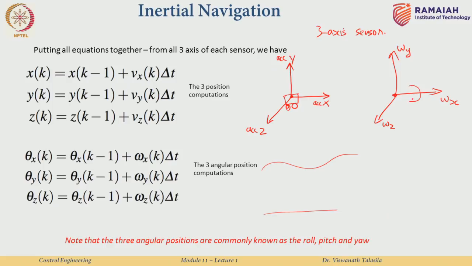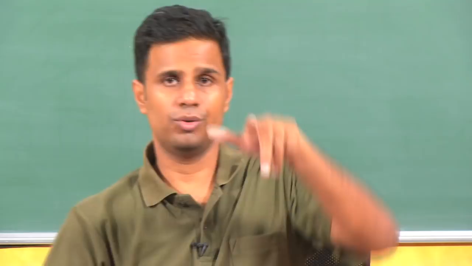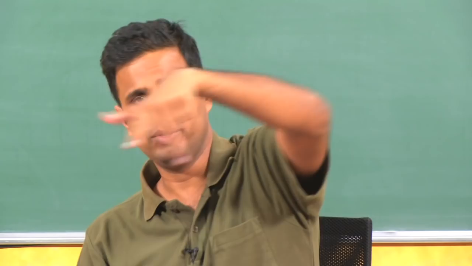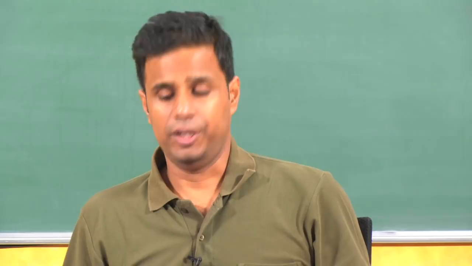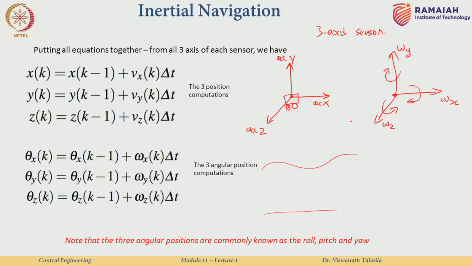So I have a rotation about the x axis, or I can have a rotation about the y axis, a rotation about the z axis, or you can have a combination of rotations. So it need not just be a rotation like this or a rotation like this, it can be a rotation like this, right? And that's a combination of all three rotations.